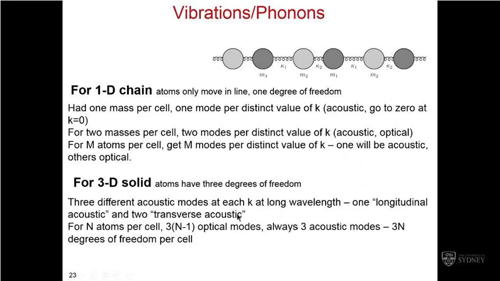So what about the optical? You will always get 3n minus 1 optical modes because you get 3n modes, and if 3 of those are always acoustic, then you will get 3 times (n minus 1) optical modes. So this is an important formula, if you like, to keep in mind. So we look at some practical, realistic examples.